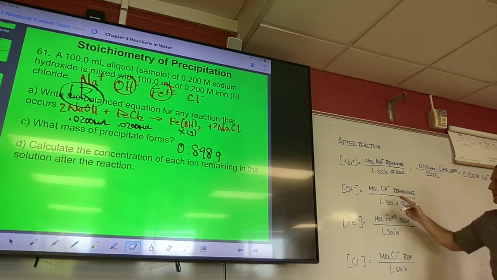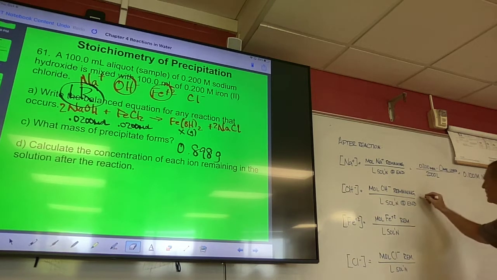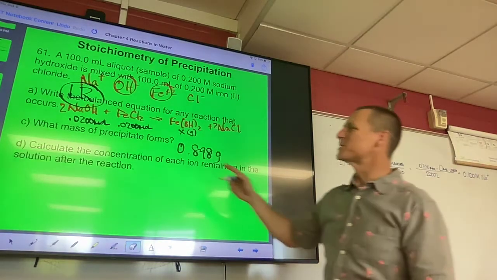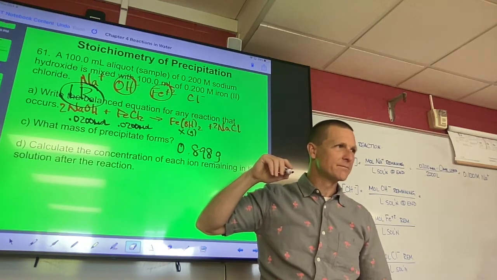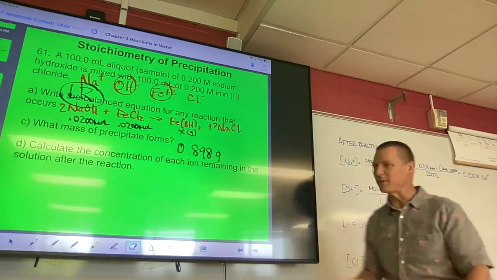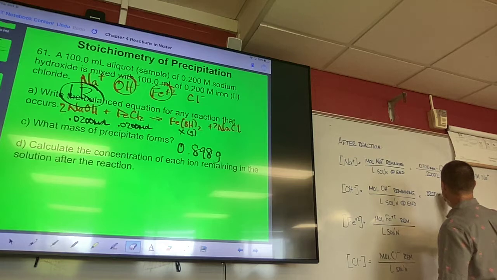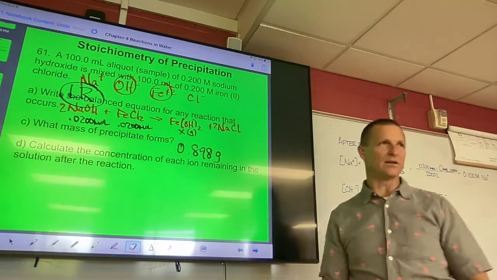For the hydroxide, now the hydroxide was involved in the reaction, so that one is going to be not quite the same as the sodium. How many moles of hydroxide did we start with? 0.02, same as the sodium. There's one of each of them in that compound. So we started with 0.02 moles minus how much of the hydroxide ion reacted?